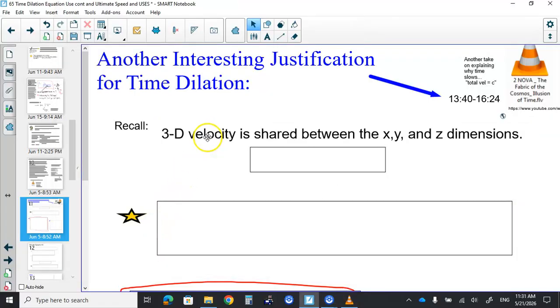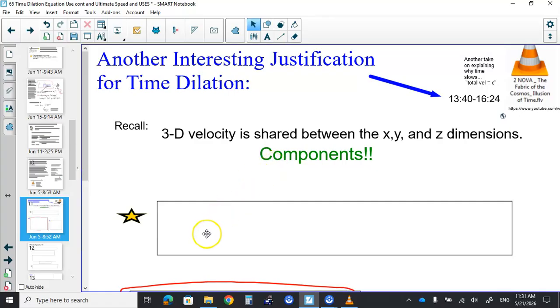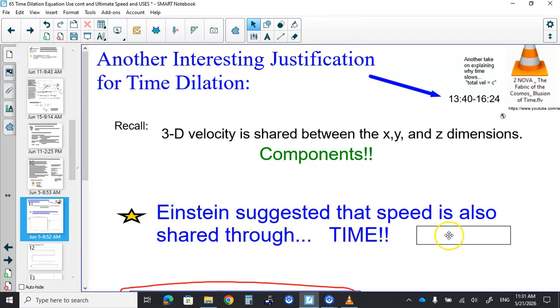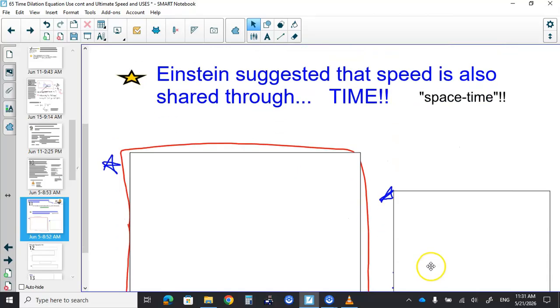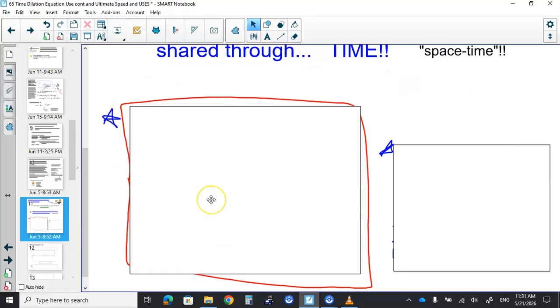So, a summary of that stuff. We remember from previous sections of physics courses, this one in grade 11, that we had componentizing of velocities. So a three-dimensional velocity is shared between the x, y, and z dimensions, which we calculated as components. Einstein suggested that speed or velocity is shared through time also. He coined the term space-time as being the fabric of the universe.